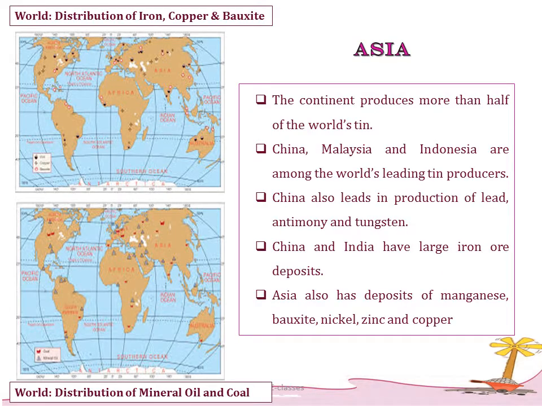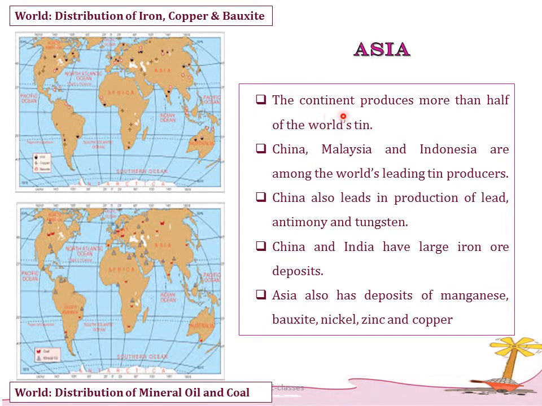So let's see how the minerals are distributed in different parts of the world. This is a map which depicts how iron, copper and bauxite are distributed in different continents, and this is a world map showing the distribution of mineral oil and coal. Now first let's see how the minerals are distributed in the continent Asia.